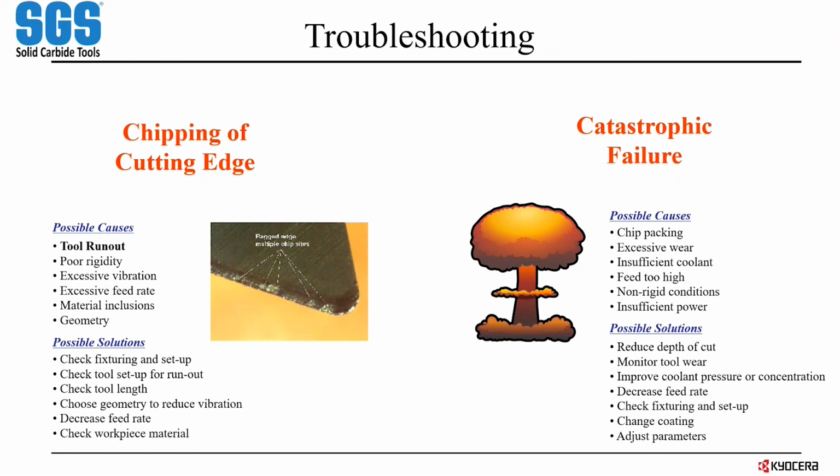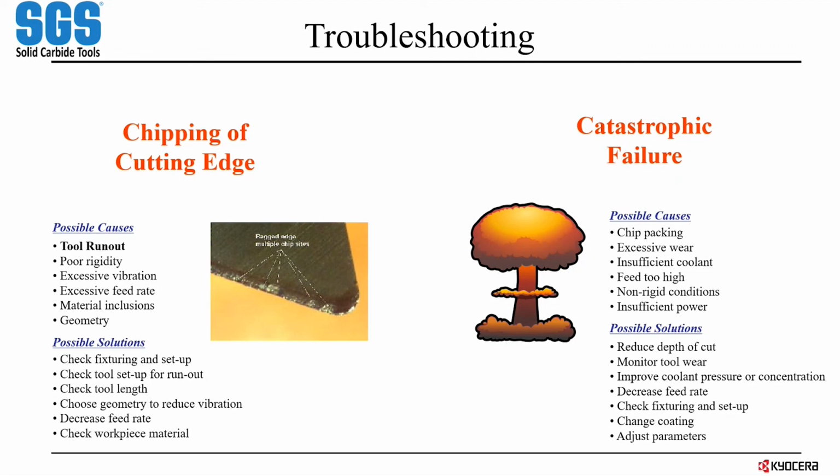So, look at your fixturing, your setup, check the tool for run out, play with your feed rates, drop it down a little bit, see if that edge holds up better. But ultimately, you're just really looking at how can you lower the stress on that tool. That's generally the cause of cutting edge chipping.